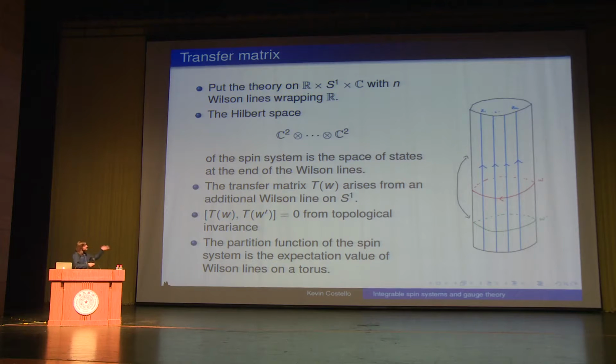Okay, so far we've seen how all the main features of integrable spin systems, like the Yang-Baxter equation and the fact that transfer matrices commute, follow in a very simple and formal fashion from the fact that this theory is topological in two directions and holomorphic in one complex direction.